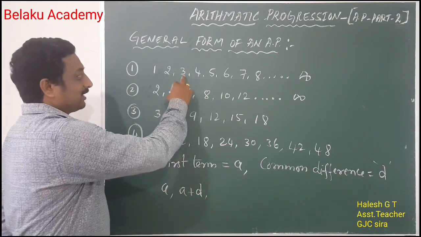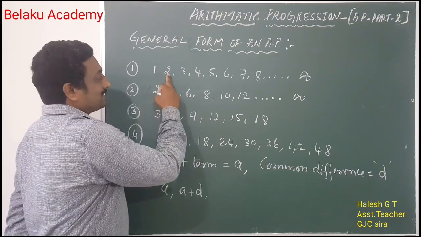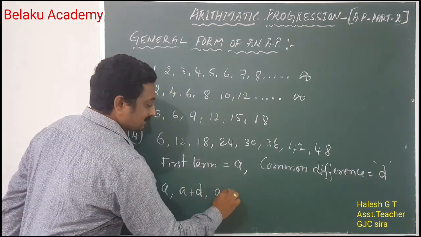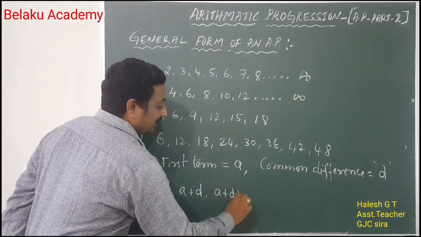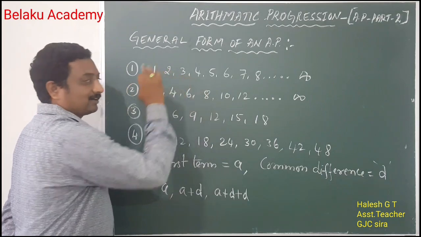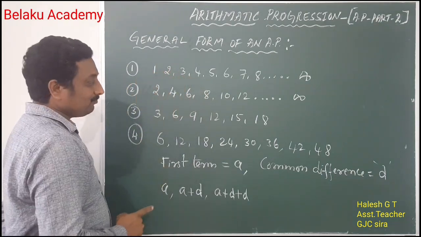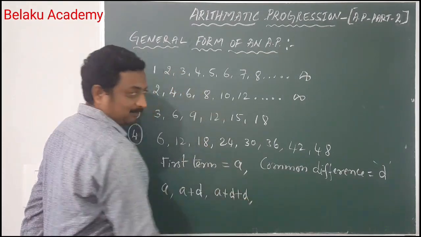If I am to get the third term, that is 3, what am I going to do? I have to add 1 to the second term. The second term is written as A plus D. To this, I am going to add D once again to get the third term, that is 3, since 2 plus 1 is 3. So, 3 is written as A plus D plus D, that is the third term.